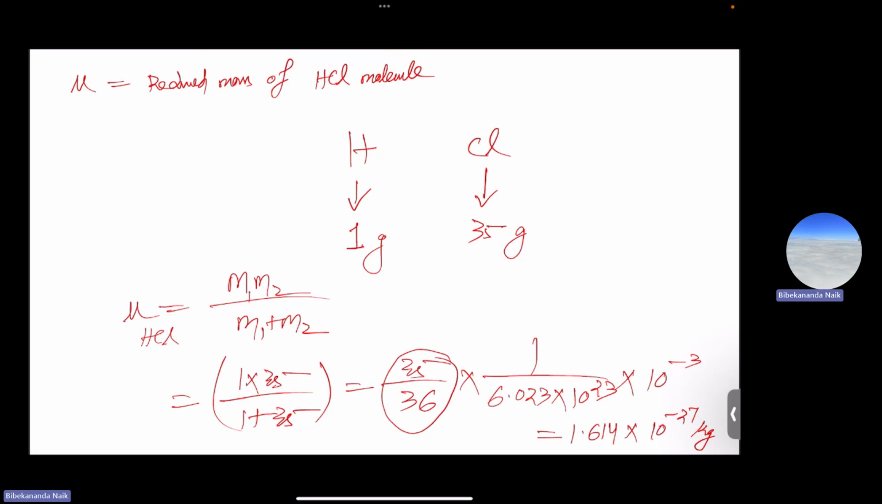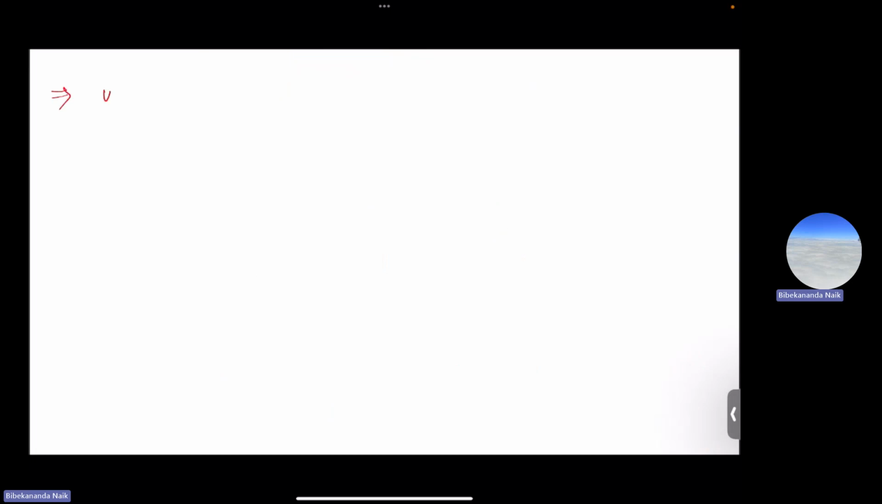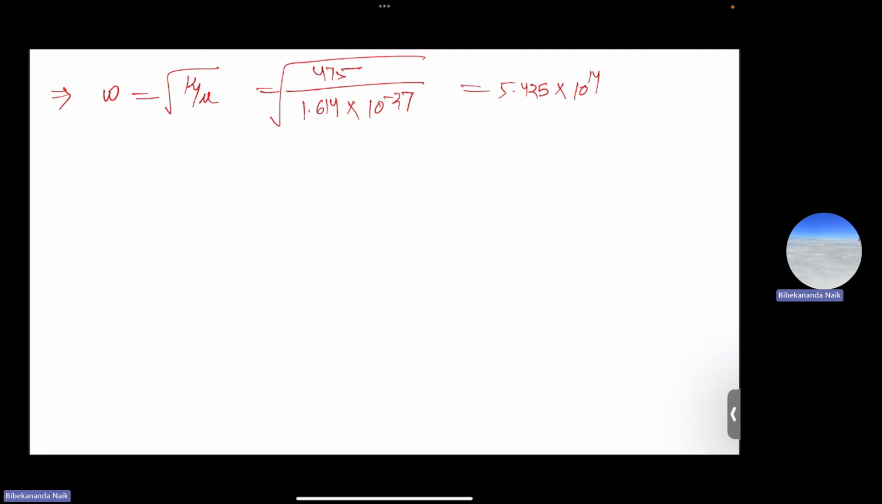Now the value of omega will be calculated. It is the square root of k by mu, so 475 divided by the mu we just calculated, 1.614 into 10 to the power minus 27, under the root. If you calculate, it will come out to be 5.425 into 10 to the power 14 per second.